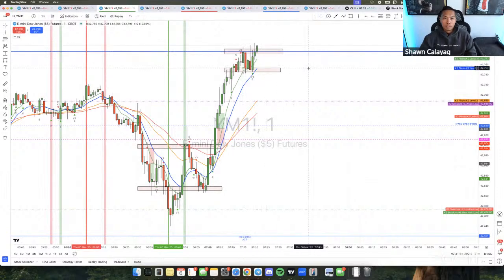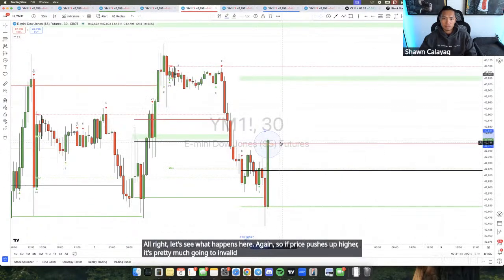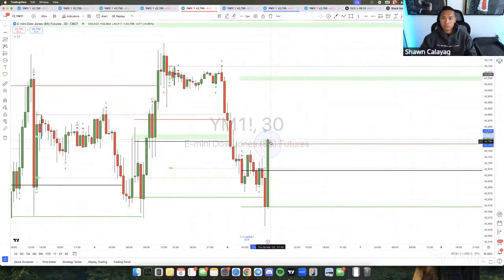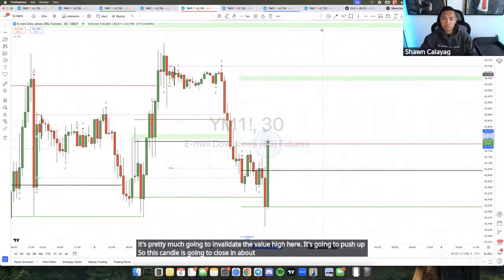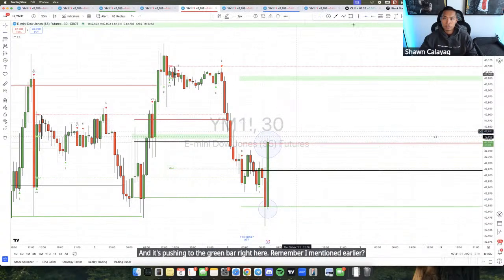All right, we'll see what happens here. Again, if price pushes up higher, it's pretty much going to invalidate the value high here. It's going to push up. This candle is going to close in about, and so look at where price is pushing from. We had a rejection right here from the value low, and it's pushing to the green bar right here, right? Remember I mentioned earlier, I said if price pushes up higher, it's going to push.